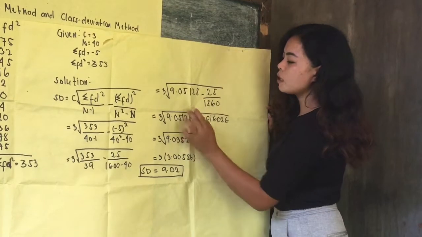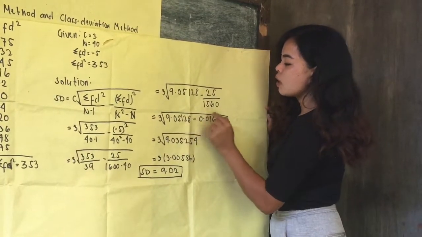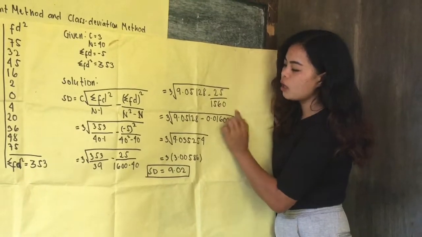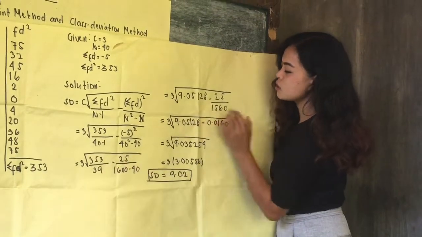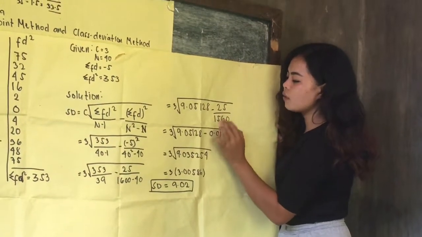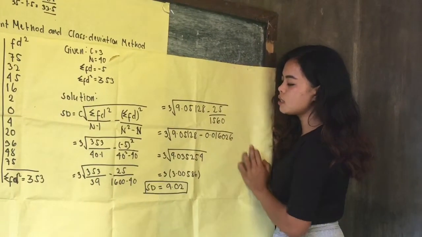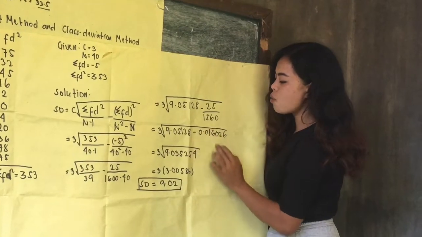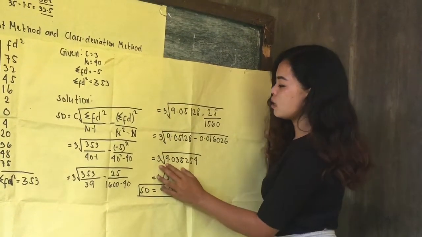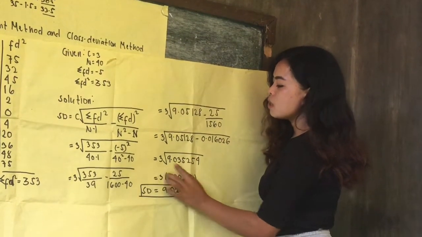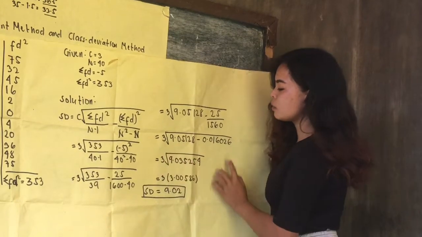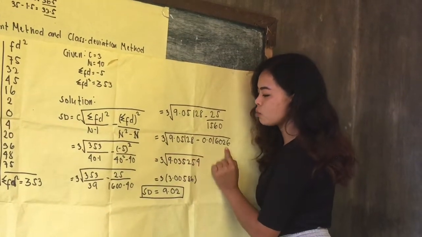Then copy again the 3 and the square root, and copy the quotient from these values. So copy 9.05128 minus, just get the quotient. Same with the process here, just get the quotient of these two values. So 25 divided by 1,560 is 0.016026. Then for the second to the last step, just copy the class interval of 3 in the square root and get the difference of these two values.